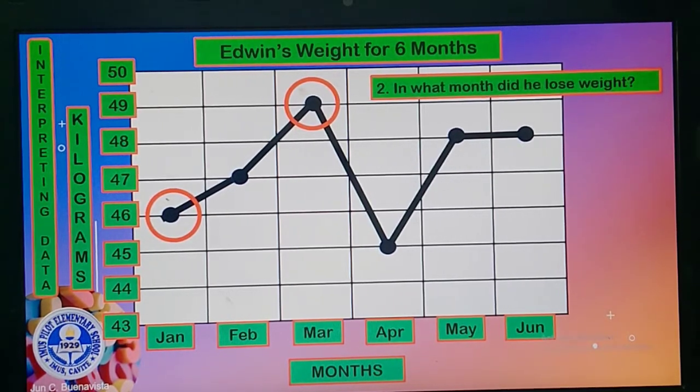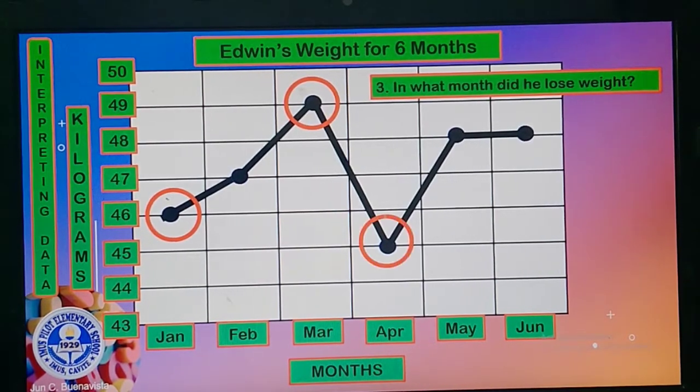Let's have question number 3. In what month did he lose weight? In what month did his weight go down? Month of April. So, he went down. From 49 it became 45. So, how many kilograms did he lose? 4 kilograms. Okay, very good.